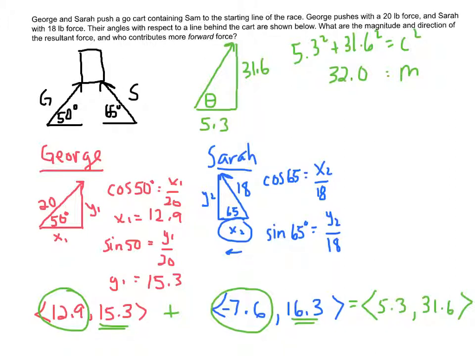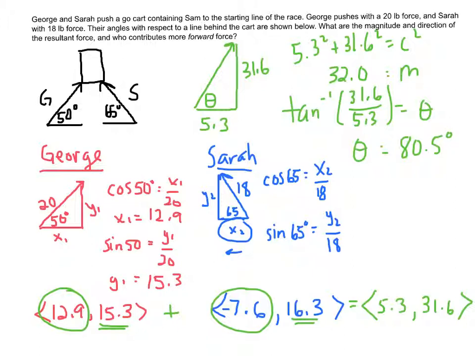And my direction, we do tangent inverse of 31.6 over 5.3. So my angle is going to be 80.5 degrees. So I have my magnitude and I have my direction of the resultant vector.